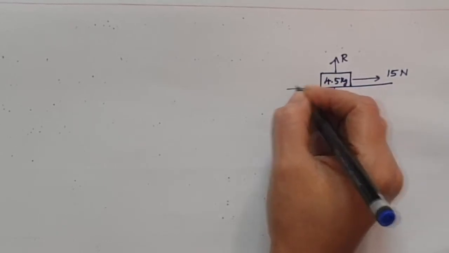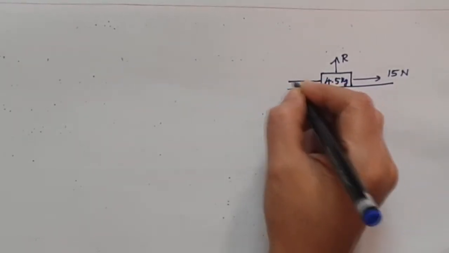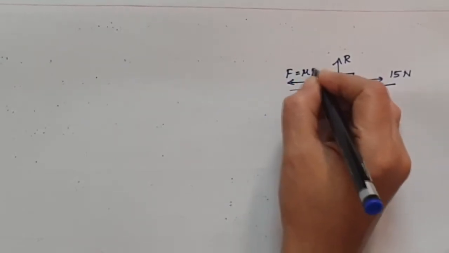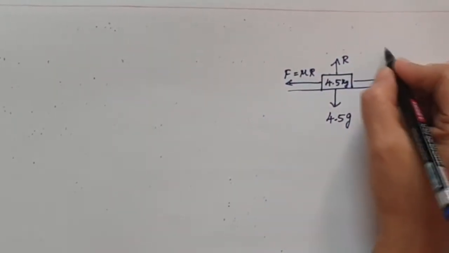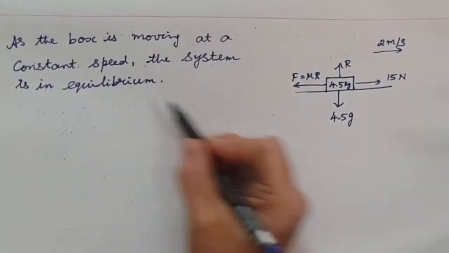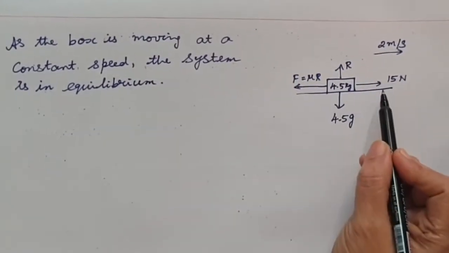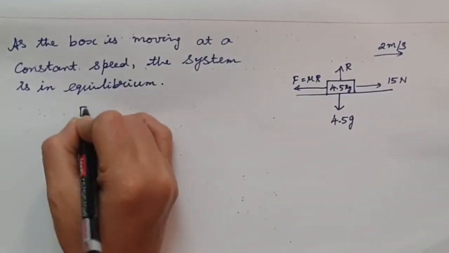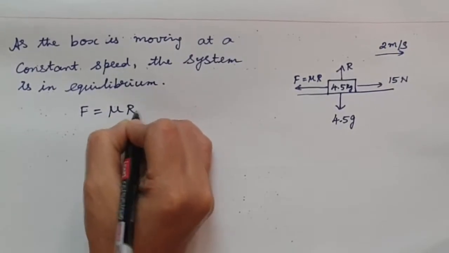And then because it is a rough horizontal floor, we'll have a frictional force. F will be equal to mu R. This is the frictional force. And it is moving at a speed of 2 meters per second. As the box is moving at a constant speed, the system is in equilibrium. Because of that, we get F equal to mu R.